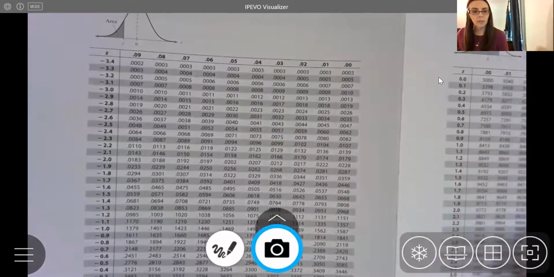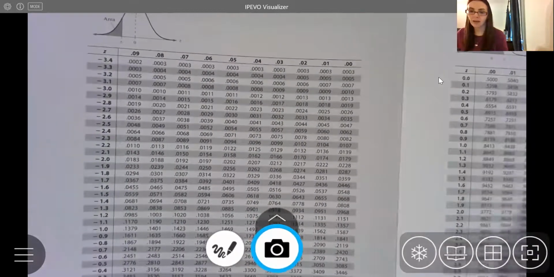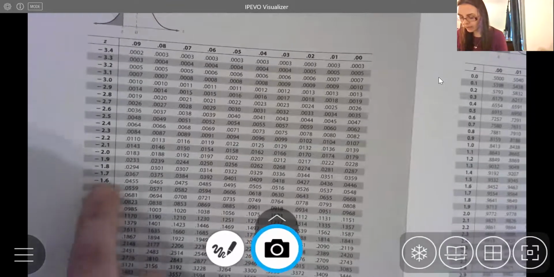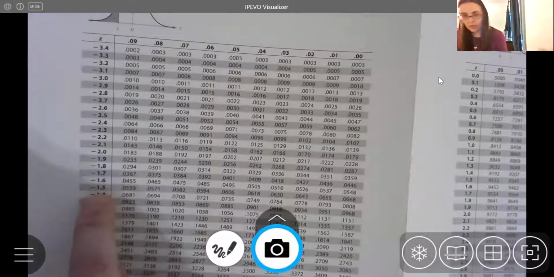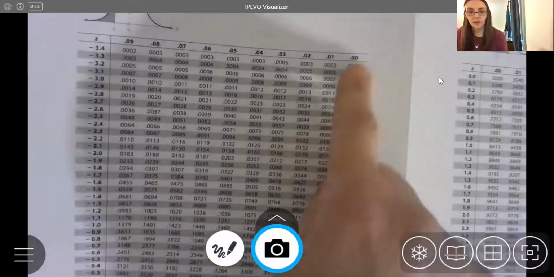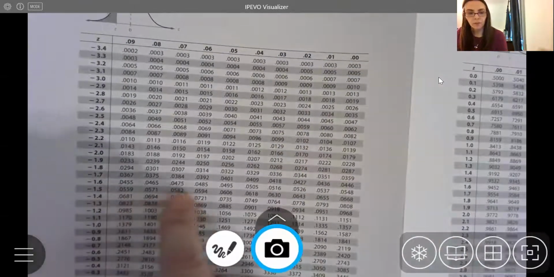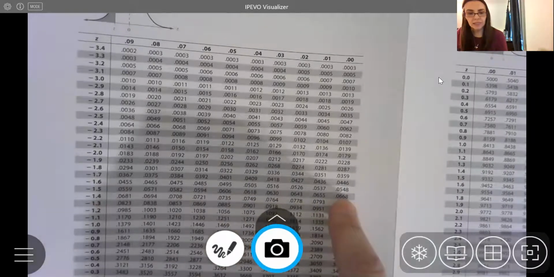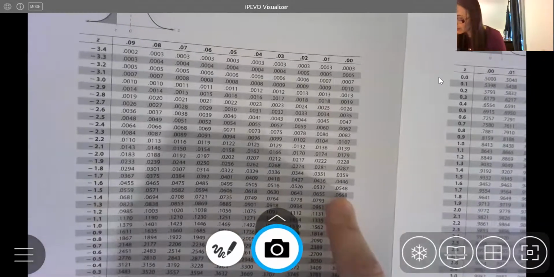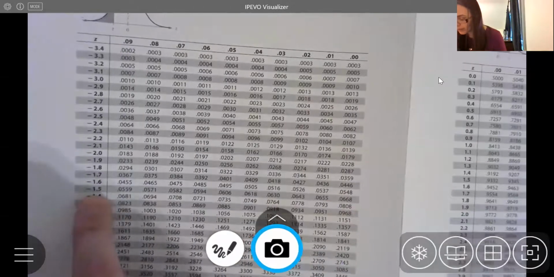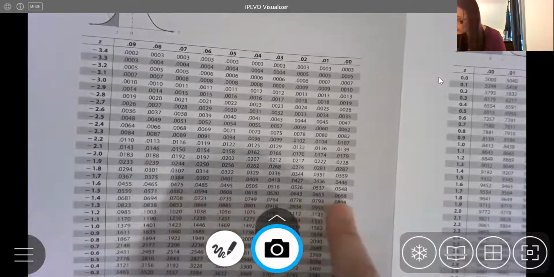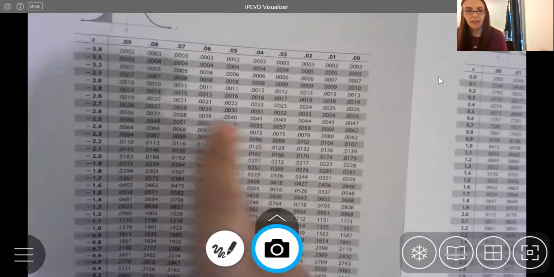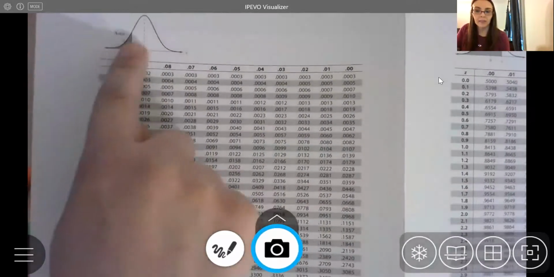All right, so it's at negative 1.5, or negative 1.50, right? So there's no value afterwards. So negative 1.5 is right here. And then if I want a 0 at the end, I'm just going to go all the way over. And I see that value is 0.0668. So I'm going to write this down. Again, I'm lining up and finding that negative 1.5 going over to 0. And I get 0.0668. Now remember that this is the area to the left of the z-score.